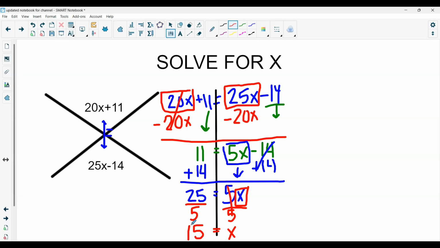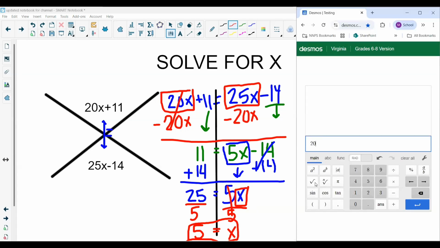Now go ahead and put it in your Desmos or whatever calculator you're using and see if it gives you an equal answer for both sides. Let's see. We have 20x plus 11. I see the equal sign, so I'm going to hit enter. Then I'm going to type my other side, minus 14, enter. X equals 5.